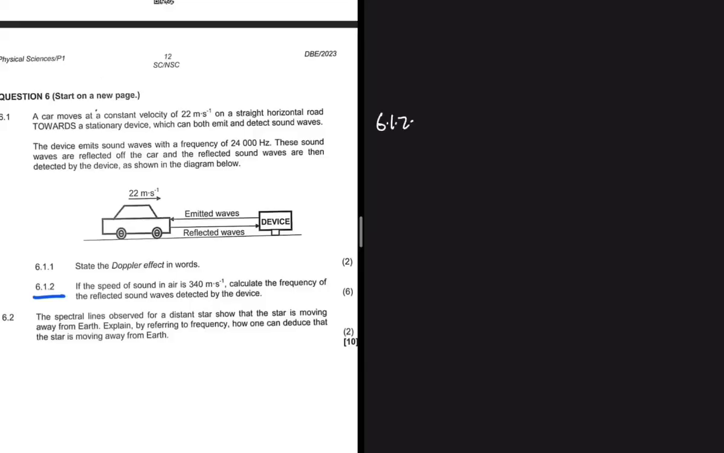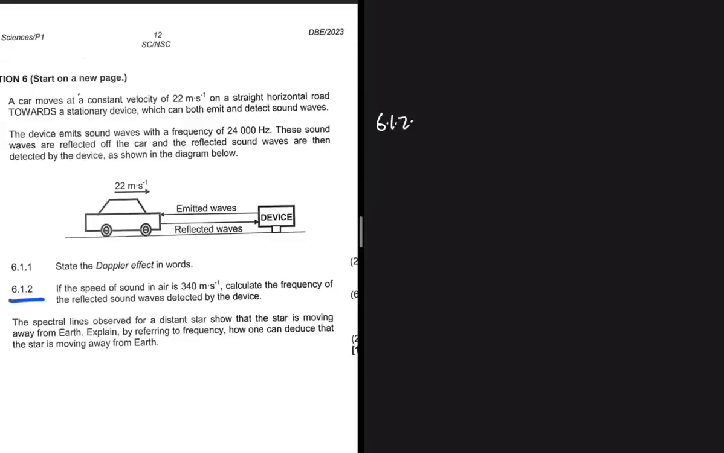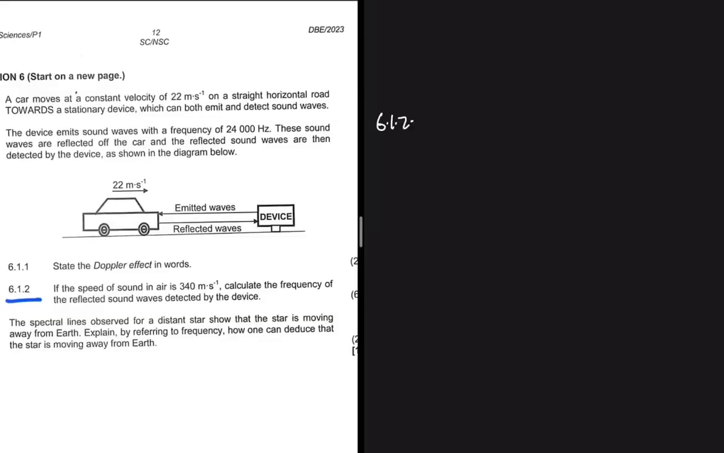The question says a car moves at a constant velocity of 22 meters per second on a straight horizontal road towards a stationary device, which can both emit and detect sound waves. The device emits sound waves with a frequency of 24,000 Hz. These sound waves are reflected off the car, and the reflected sound waves are then detected by the device, as shown in the diagram below. If the speed of sound in air is 340 meters per second, let's calculate the frequency of the reflected sound waves detected by the device.